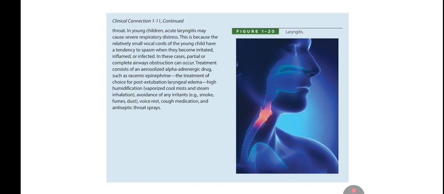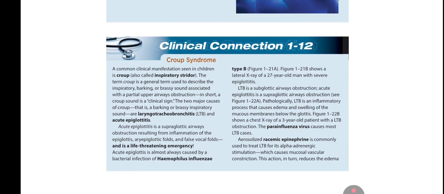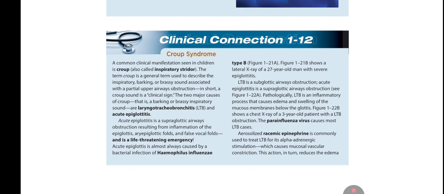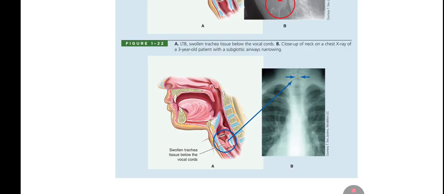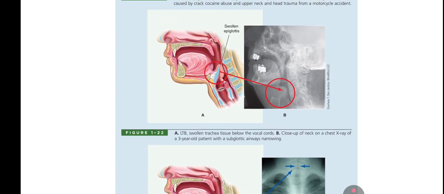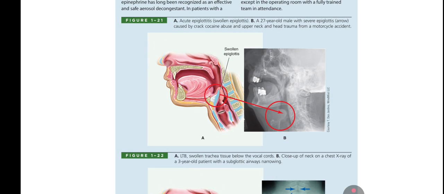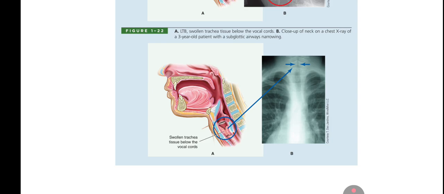Treatment consists of aerosolized alpha-adrenergic drugs such as racemic epinephrine. Yes, we also have croup syndrome, which is also known as inspiratory stridor. It can be caused by laryngotracheobronchitis or LTB and acute epiglottitis. These are important, life-threatening emergencies because the airways are being obstructed. There's no way air can go through if it's narrow, right? Here we have a swollen epiglottis. Here we have a swollen glottis, okay?